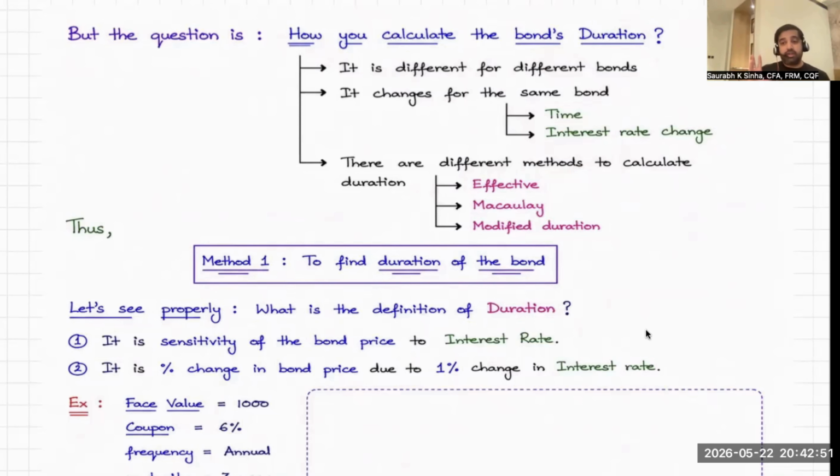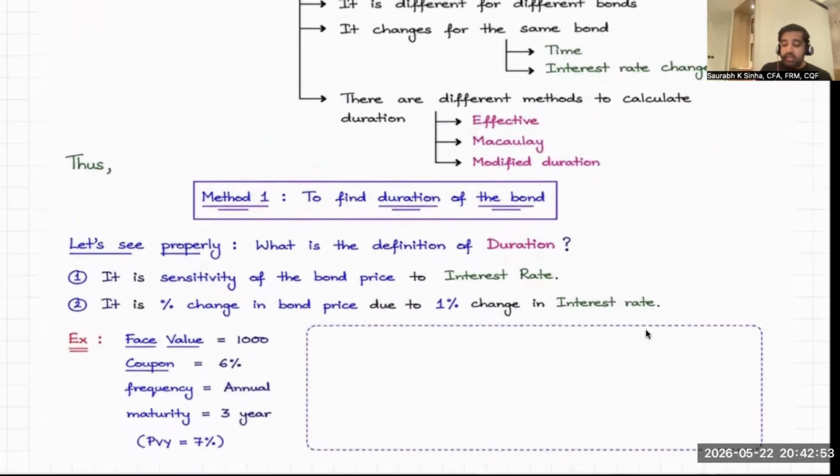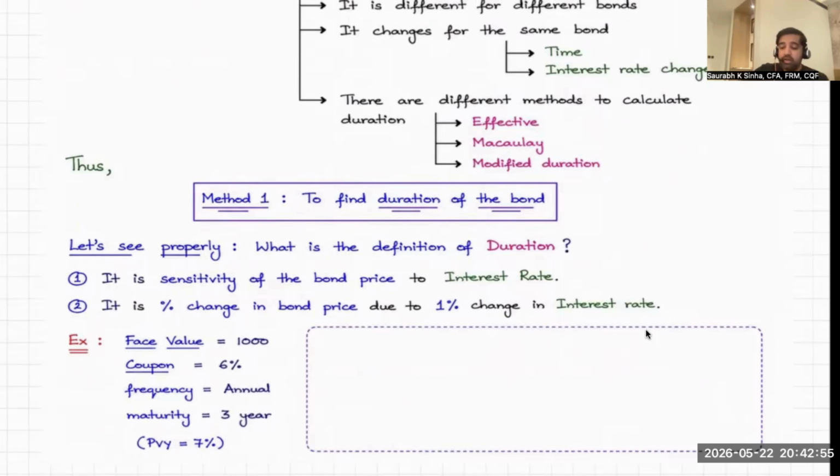Now let's start with one example. Suppose we have a bond which has a face value of 1000, coupon 6%, frequency of the coupon is annual, maturity 3 years, YTM is 7%. Interest rate in the market is 7%, and you have to calculate the duration of the bond. That is the assignment. But how to approach it?